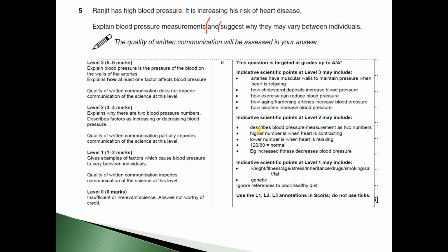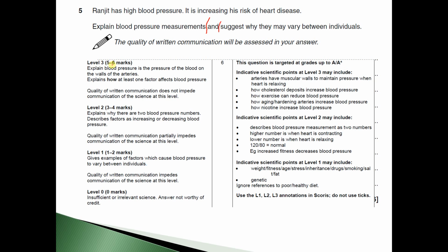So for example, you can explain the fact that blood pressure has 2 numbers, and the higher number is when the heart contracts, squeezes, pumps, and the lower number is when the heart relaxes. You're going to use the keywords: this is systolic and diastolic blood pressure. You could also say that 120 over 80 is around a normal blood pressure. You could also explain that being fitter decreases blood pressure, or eating a high salt diet increases blood pressure, or having high fat increases blood pressure. Something along those lines, explaining or describing what happens to the blood pressure based on another factor.